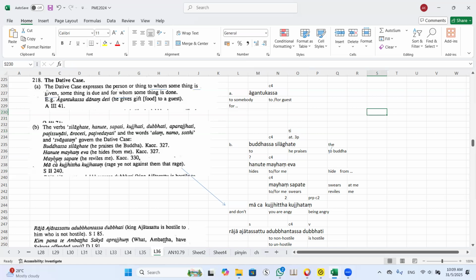Then the next one is Hanute Maihang Eva. So the word Maihang comes from the word Ahang. Ahang means I. So Maihang is dative case, to me or for me. Okay. So what you do is, this is the verb. This is the verb.